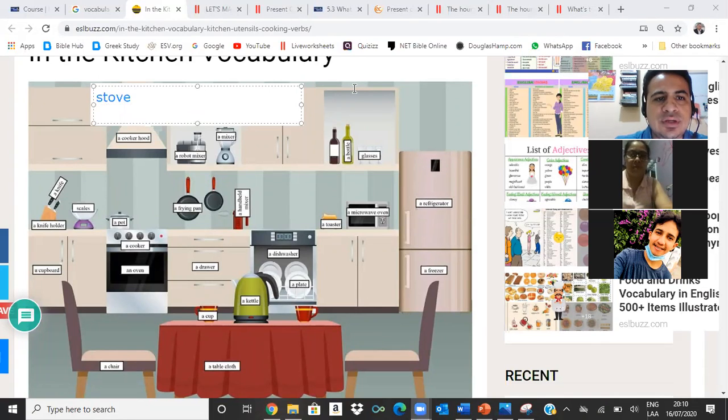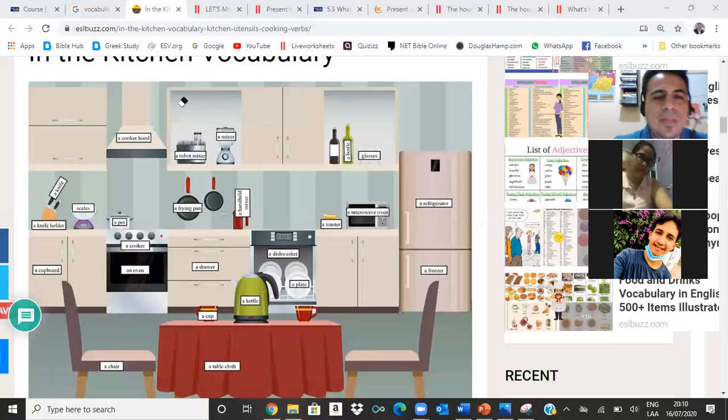So I have to say cooker or I can say stove. Okay? Very good. Now, what do I use to cook the food? What product do I use to cook the food? Do you see here? What do you have here?